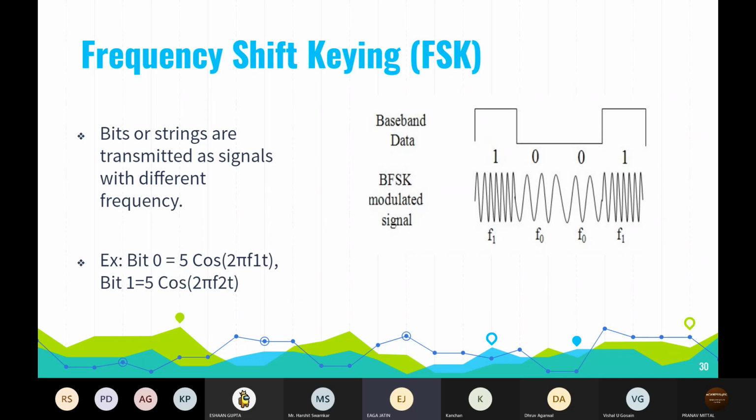Frequency is the number of cycles that pass in 1 second. So it is higher when 1 is transmitted and lower when 0 is transmitted.